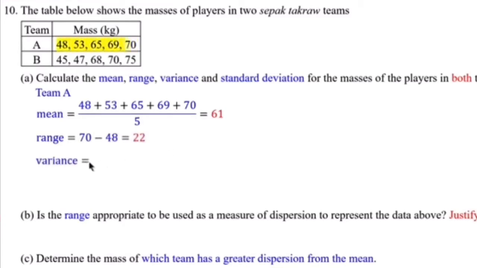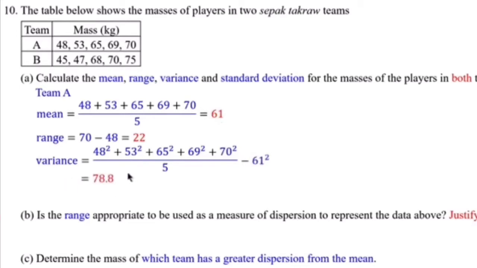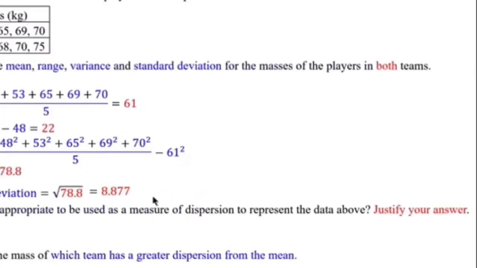For variance, I think all of you can do. You take down the data, then you square it one by one and add. That's called the sum of data squared, over how many data? 5. And then minus mean squared. So we just simplify. Our answer for variance is 78.8. And the standard deviation is just the square root of 78.8. So the answer for standard deviation is 8.877.